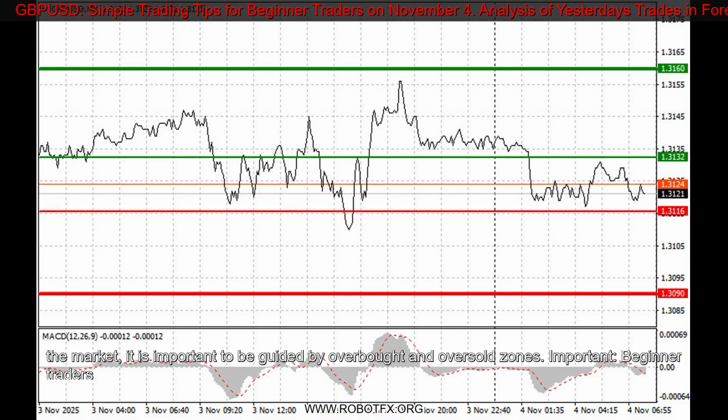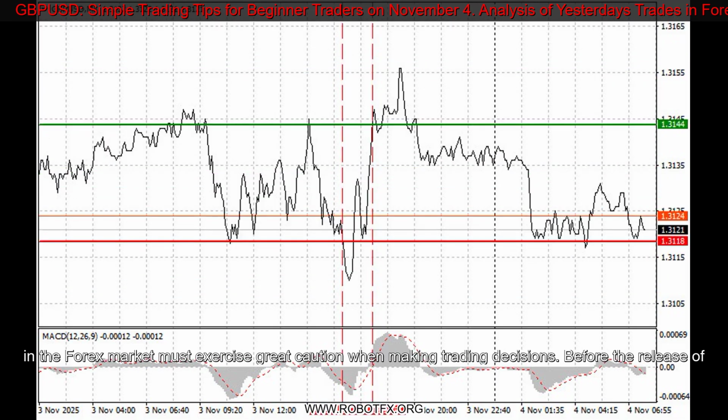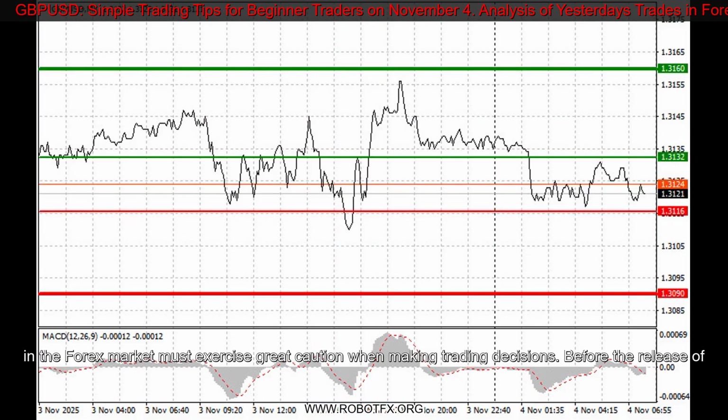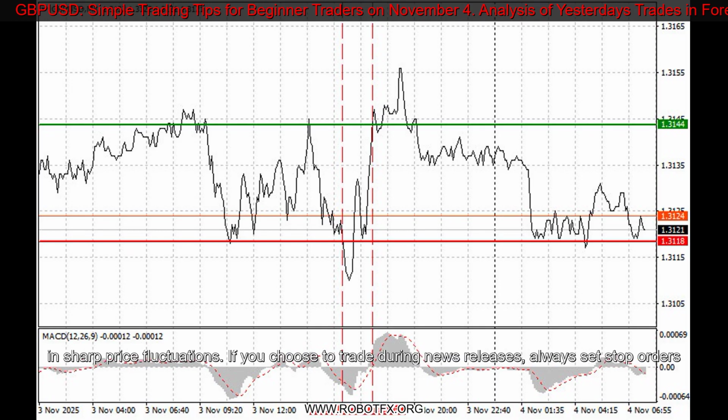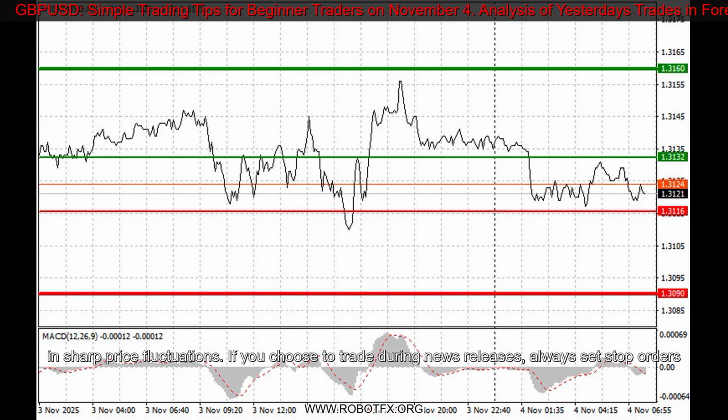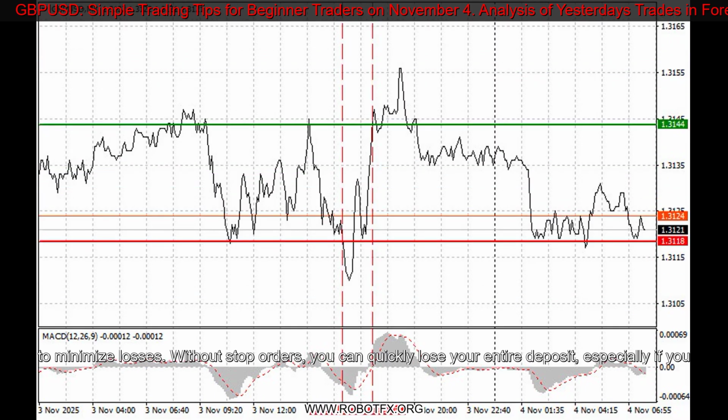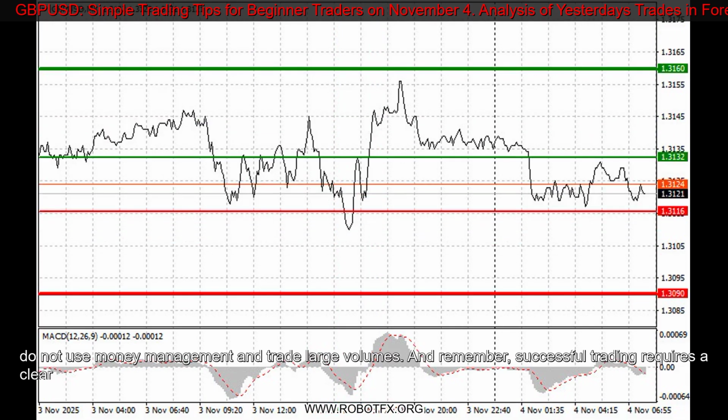Important: beginner traders in the Forex market must exercise great caution when making trading decisions. Before the release of significant fundamental reports, it is best to stay out of the market to avoid getting caught in sharp price fluctuations. If you choose to trade during news releases, always set stop orders to minimize losses. Without stop orders, you can quickly lose your entire deposit, especially if you do not use money management and trade large volumes. And remember, successful trading requires a clear trading plan, like the one presented above. Making spontaneous trading decisions based on the current market situation is inherently a losing strategy for intraday traders.